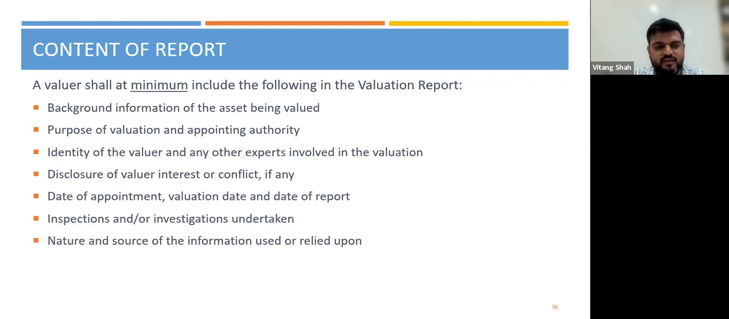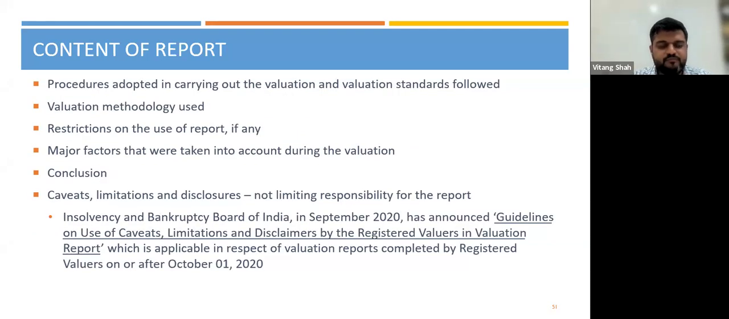The report should mention the date of the appointment and the valuation date, because, as sir had mentioned earlier, valuation is subject to the date on which it is being valued. So the valuation date needs to be provided in the report, and the date of the report is the date on which the report is being signed. What inspections or investigations were undertaken while carrying out the valuation, and what was the nature and the sources of the information used and the basis on which the valuation was carried out. The report should also provide the procedures which one had adopted in carrying out the valuation, what valuation standards were followed, and what valuation methodologies were used.